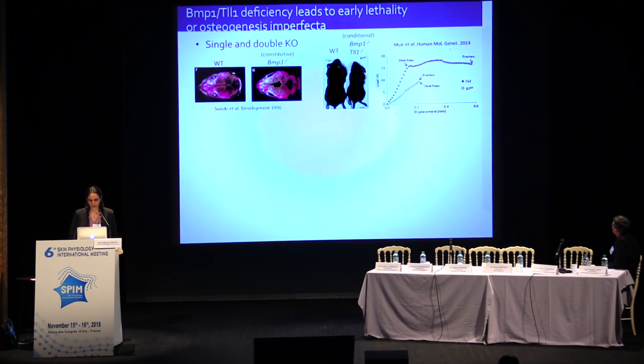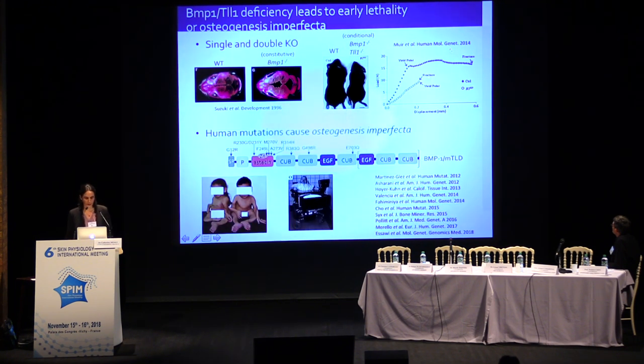And they observed that the mice develop a phenotype which is close to a human disease called osteogenesis imperfecta, with a short size and a high tendency to break their bones. And this is in very good agreement with the features of the patients who have mutations in their BMP1 gene and who also suffer from several bone deformities.